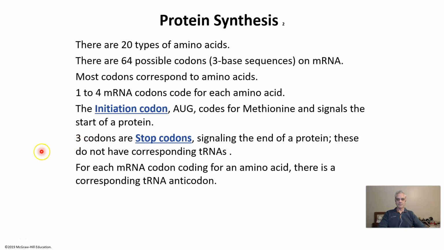And how does it know where to stop? Well, it turns out there are stop codons as well. There are 3 different kinds of 3 bases in a row that say, hey, ribosome, you're done. You made it to the end. You can stop now. So there's the initiation codon, AUG, and there are 3 different kinds of stop codons. So it knows where to start and where to stop.